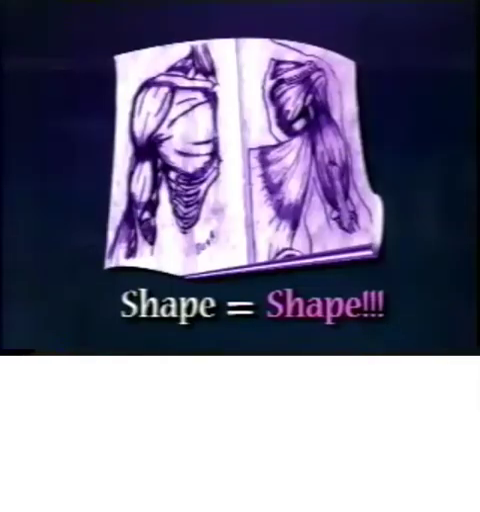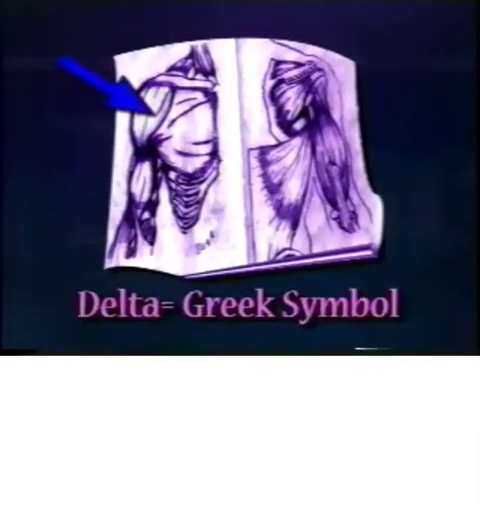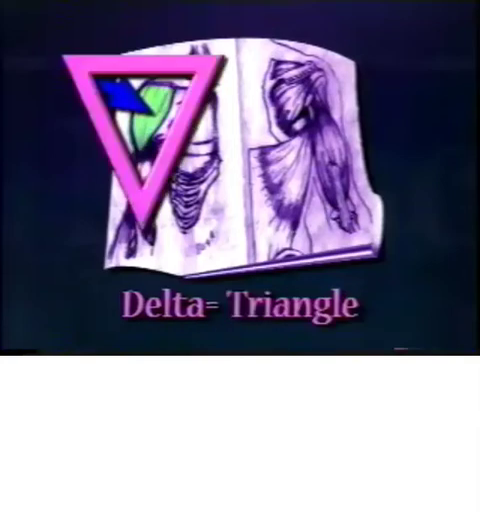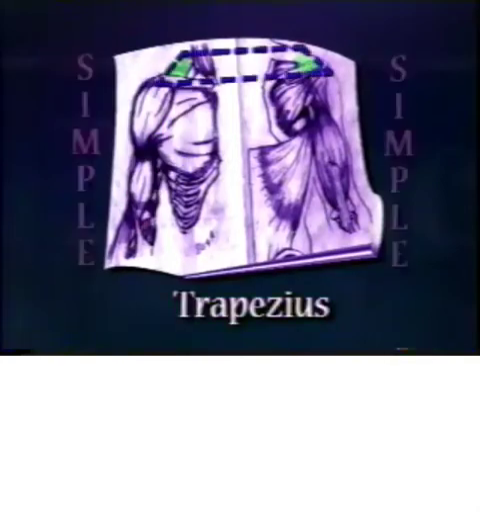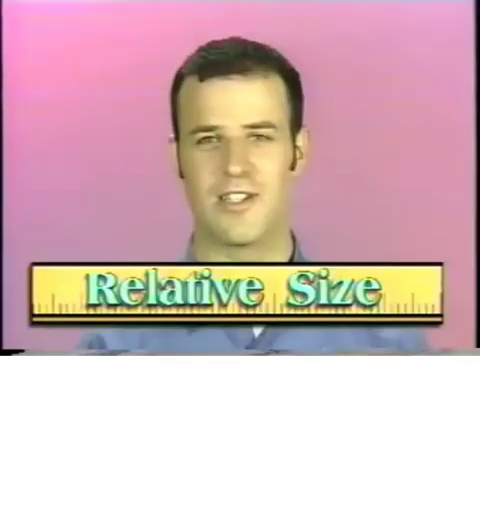Shape describes a muscle's approximate shape. For example, the deltoid muscle is triangular. In case you don't know, delta is a Greek symbol shaped like a triangle. And the trapezius, another muscle, is in the shape of a trapezoid. Simple, isn't it?